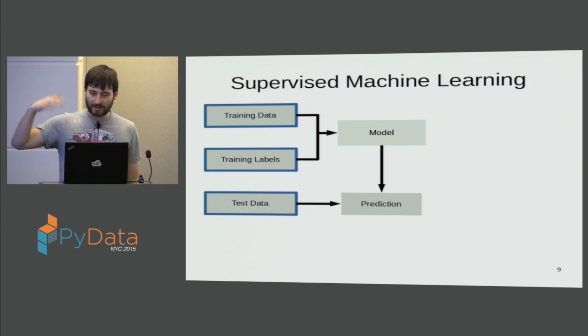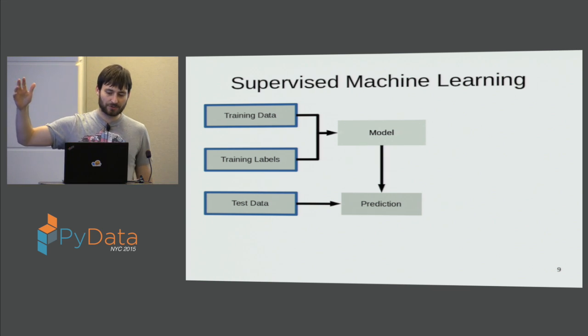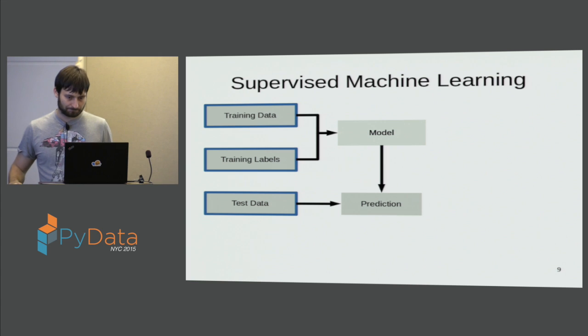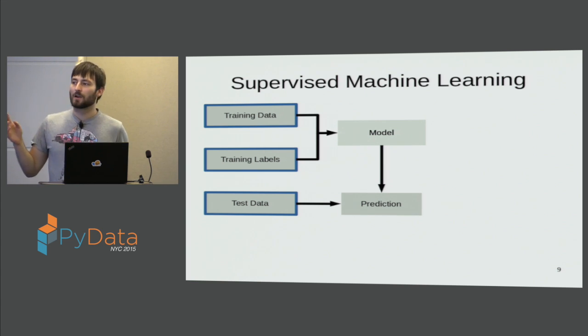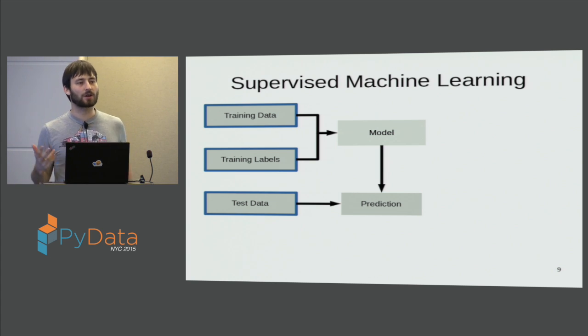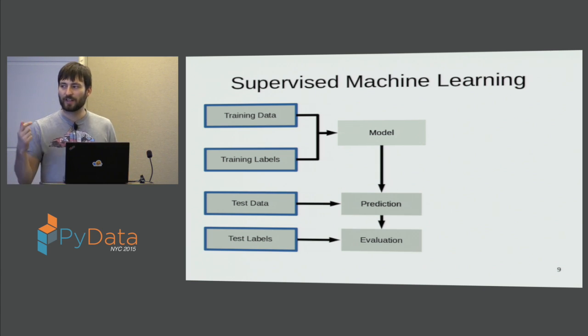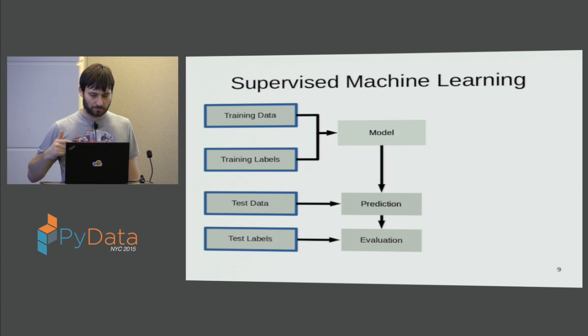Then incoming new emails are your test data, and you can use your model to make a prediction. Usually, once you build the model, you want to evaluate how well it works on your data. You don't want to just use a model, you want to know that you can trust the model. So often we use additional test labels, additional annotations, to evaluate how well our model did. And if the evaluation is good, then we can put it into production.